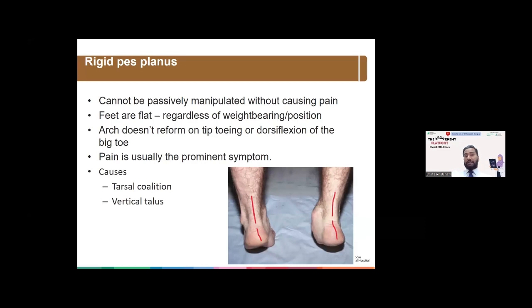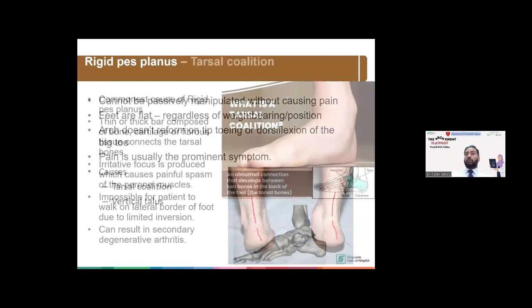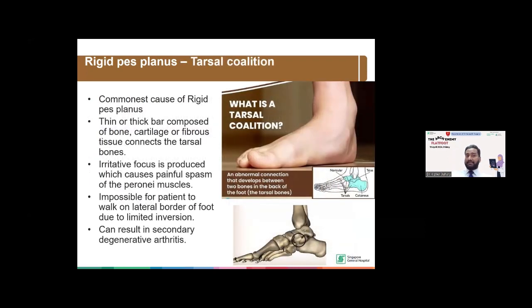If you look at the clinical photograph, you can see that on the right side, the patient is tiptoeing, and at this time, the arch doesn't reform, nor does the hindfoot valgus correct itself. That means the alignment of the hindfoot from the back doesn't tend to straighten up like how it happens on the left side.